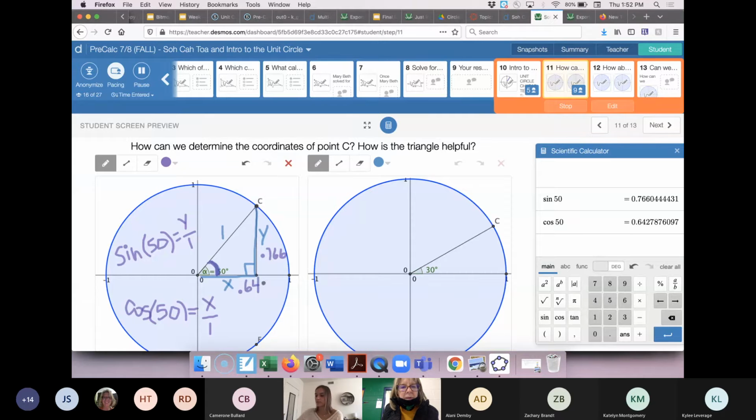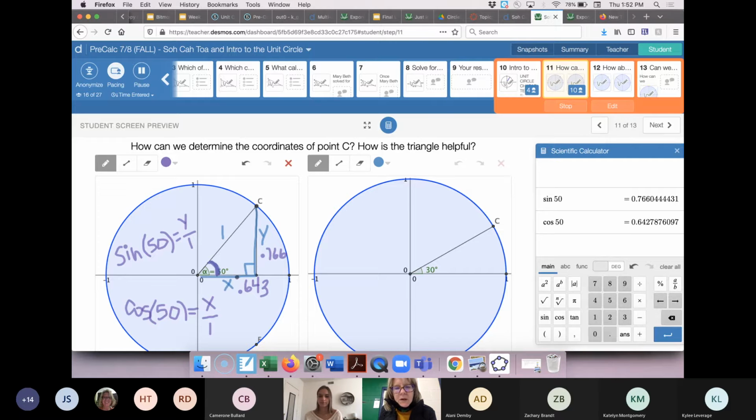0.643. So the sides of the triangle represent the coordinates of point C. Are you making that connection? I need that connection to sink in. This is how far over, this is how far up. That's just the side lengths of the triangle. So if we use right triangle trig, we can get the side lengths of the triangle.